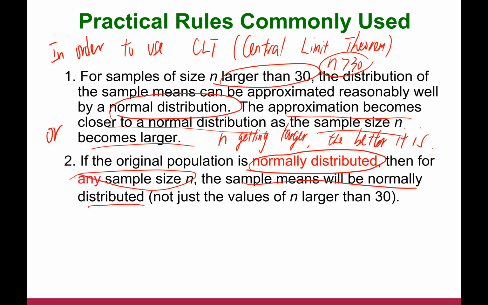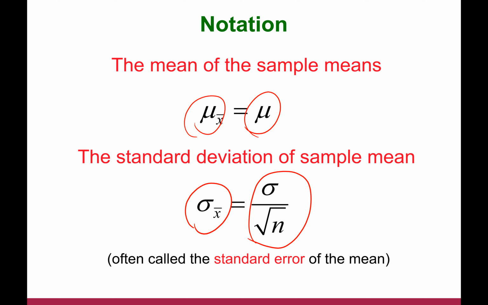So the mean of the sample means becomes the population mean mu. The standard deviation of the sample means equals the population standard deviation divided by the square root of the sample size. We also call it the standard error. Standard deviation of the sample means is the same term as standard error.